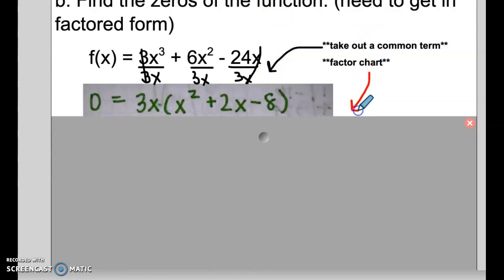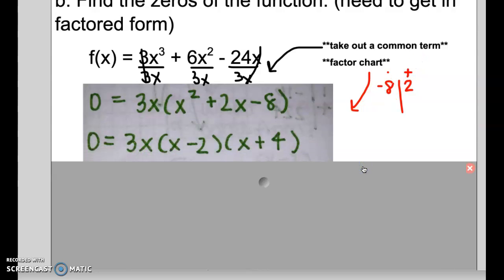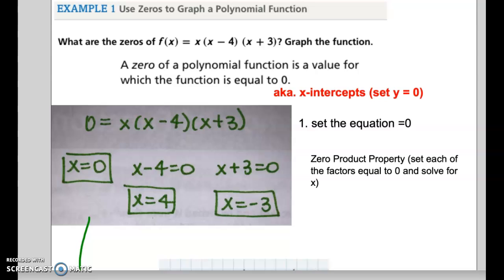The factor chart in this case would be two numbers that multiply to -8 and that add to 2. Multiply and add. What do you think they're going to be? -2 and +4. So that's how we write our factor setup. Notice now we're at this step as we were last time. This is where it was super easy. If it's already in factored form, I'd go straight to the zero product property.